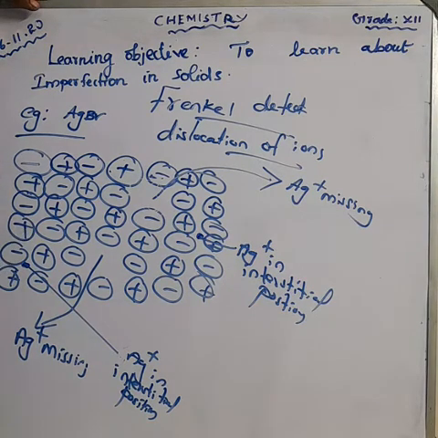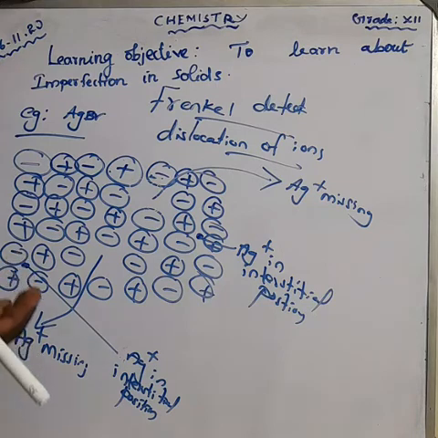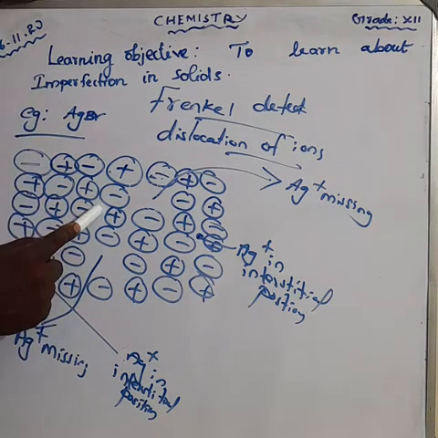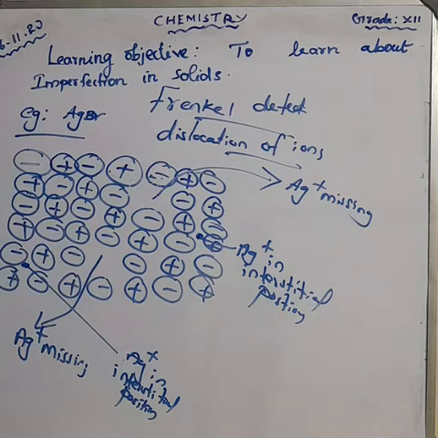Here, this defect is shown by ionic solids in which cation and anion differ in size. What about the Schottky defect? Cations and anions are almost similar in size. Am I right? In the Schottky defect, they are almost similar in size. In the Frenkel defect, the cation and anions differ in size.